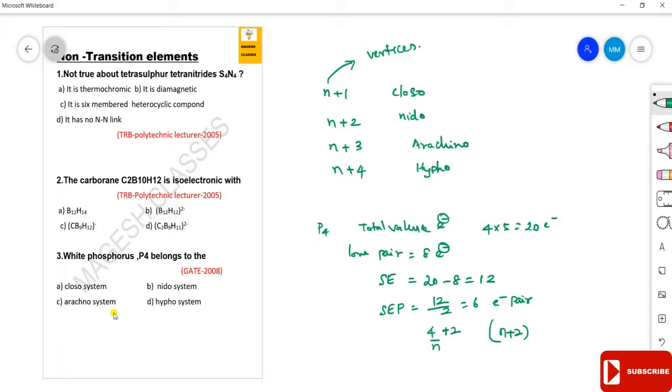This question is from GATE 2008. So you have to calculate the total valence electrons, subtract the bond pair electrons, and you get the skeletal electrons, and it is converted into pairs. The pair is related to the vertices. N is the number of vertices, so it is a nido system. Thus the question is solved.